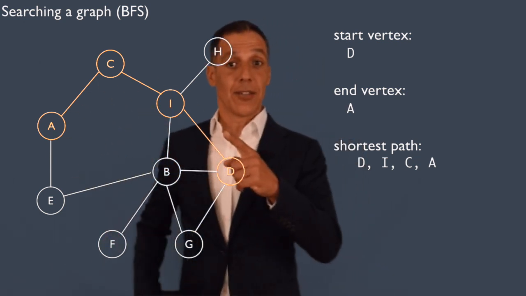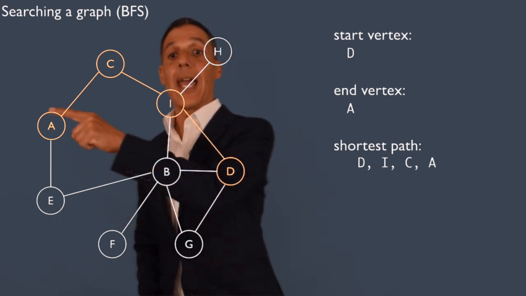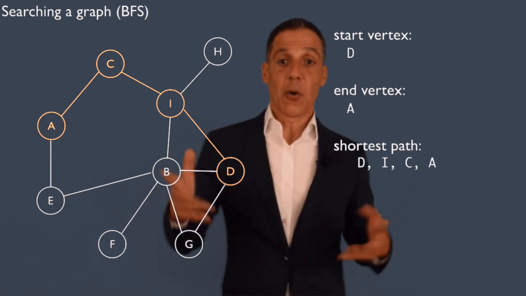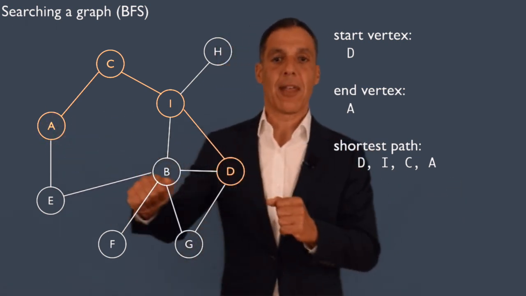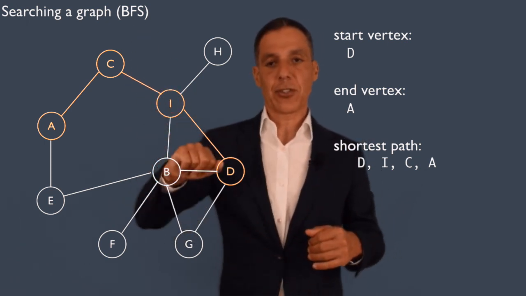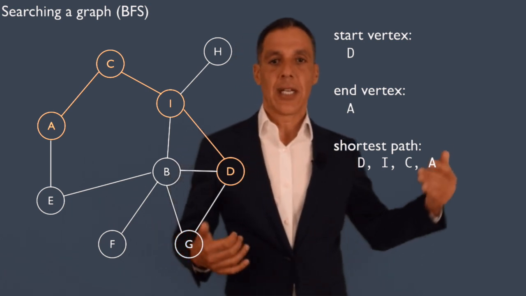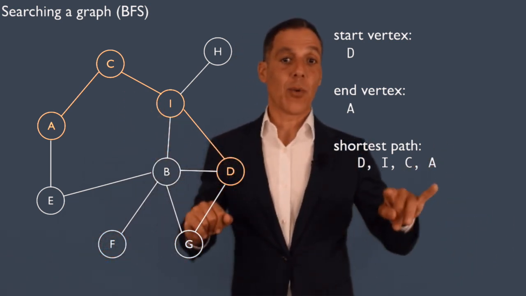Now, notice this is not unique. I could have also done D, B, E, A. That's also a path of length 3 through 4 vertices. So it's no guarantee that this will be unique, but that is the length of the shortest path, which is what we're going to be talking about for breadth first search. In this case is 3. So if I want to travel across the country and I want to do that in the shortest possible way, then I might want to ask, what is the shortest path?